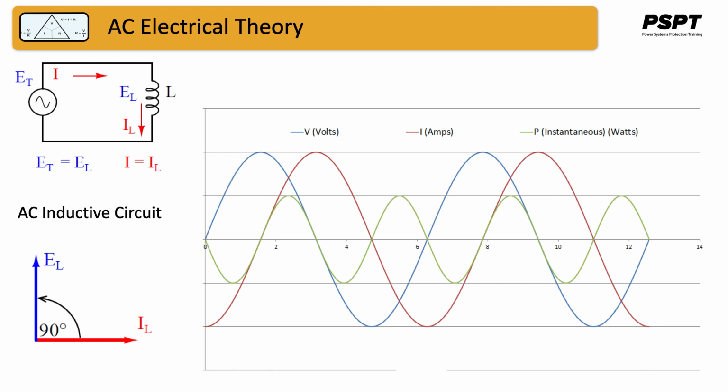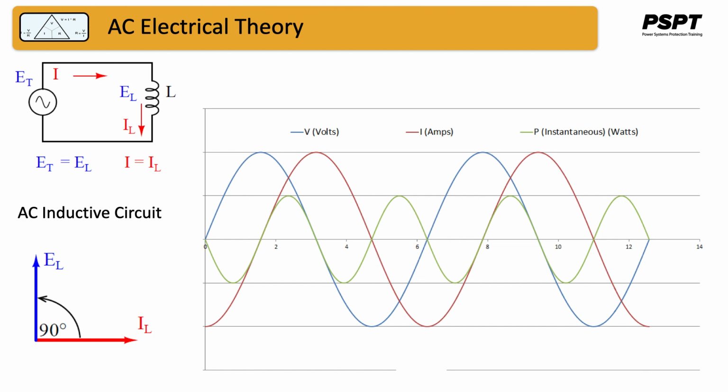Notice on the graph here that the power goes from 0 to a maximum, back through 0, up to a positive maximum, back to 0, down to a negative maximum as the current and the voltage swing through their positive and negative crests.